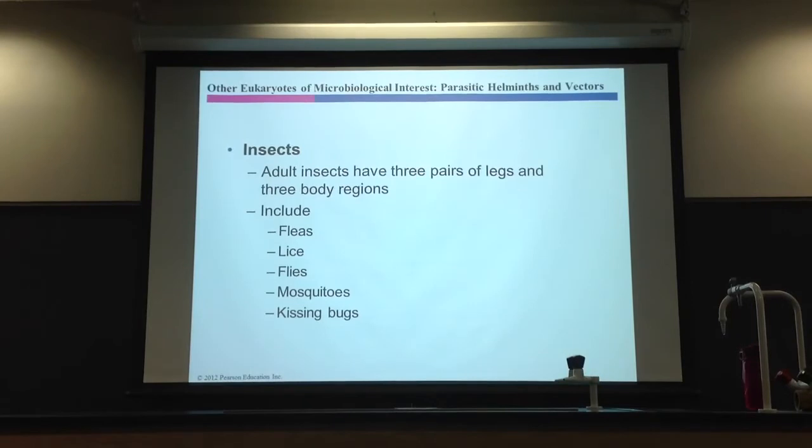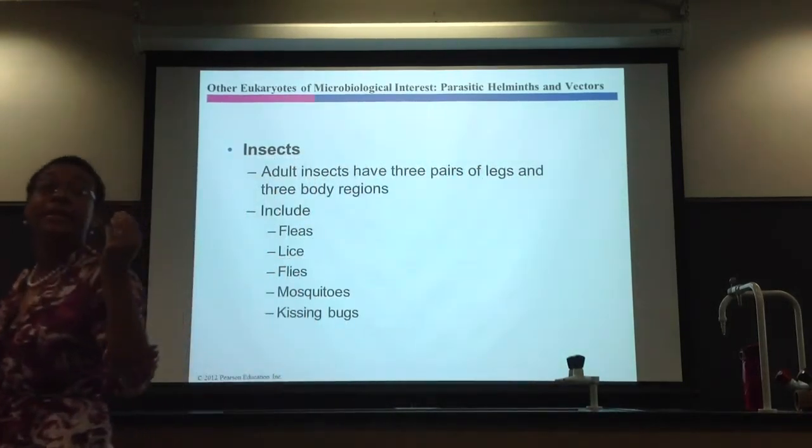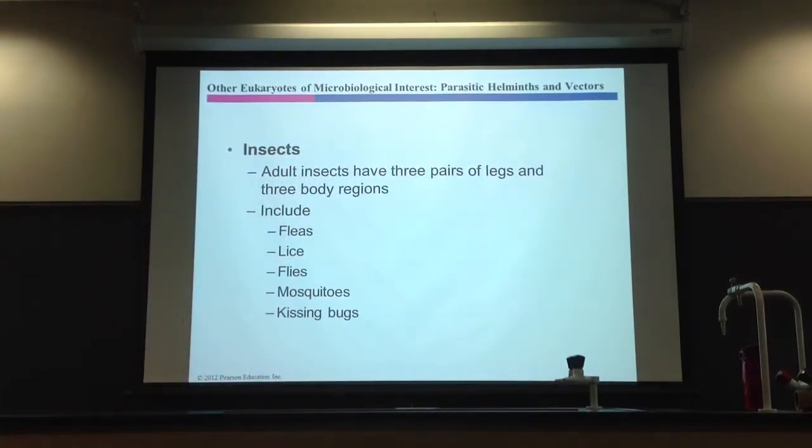Now, insects have 6 jointed legs. So 3 pairs, or 6 total jointed legs. And they also have 3 distinct body regions. So all insects have a head. All insects have the thorax, or the chest. That will be the middle of their body. And all insects have an abdomen, the last third of their body. So all insects have 3 parts of their body and also 6 total legs.